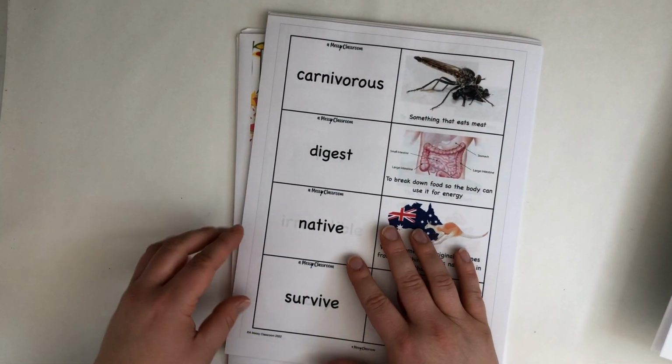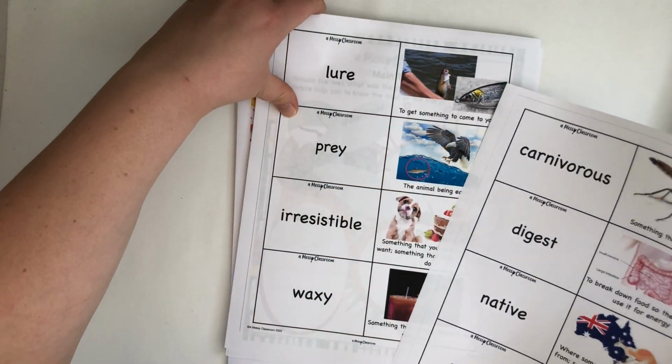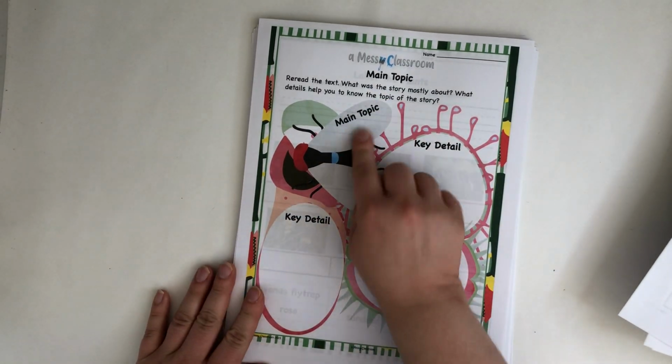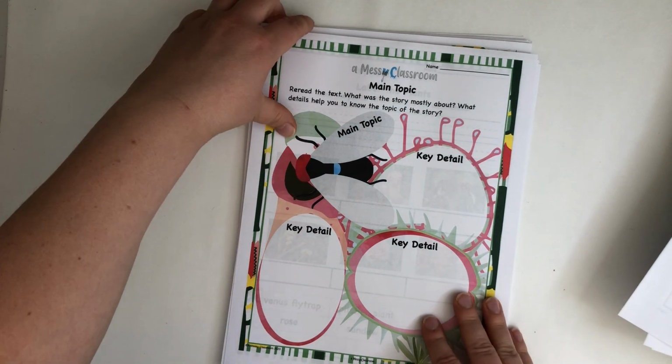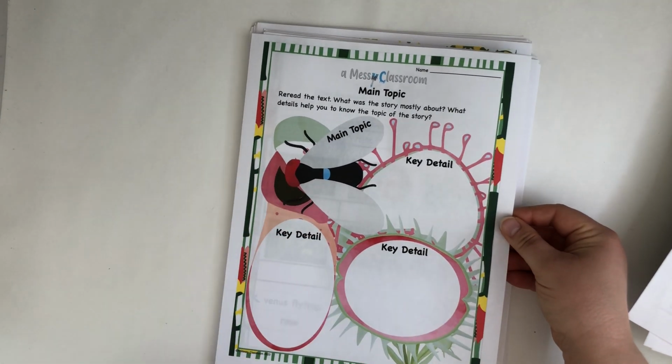Then we have some vocabulary words that go with that text. So carnivorous, digest, native, survive. There you go. I have to go kind of fast since this is a huge unit. There is this gorgeous main topic paper. I worked really hard on this. I'm just like, can we just take a moment? And even if you don't buy this, just like, beautiful.